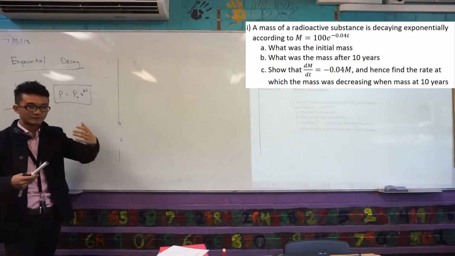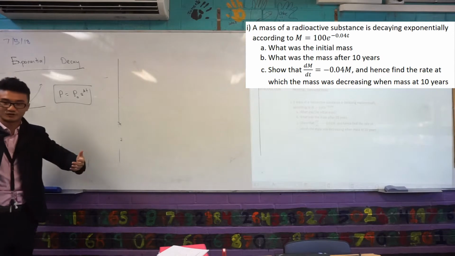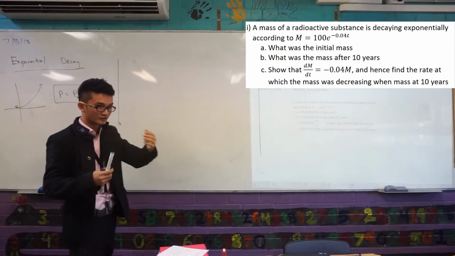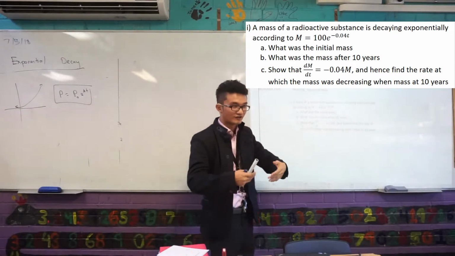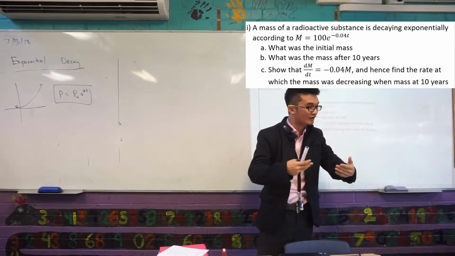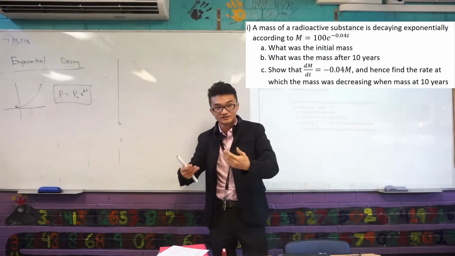Okay, and the example we used was population. Bacteria, yeah, and bacteria as well. If you look at cell division, right? The more cells there are, and the more that they divide, obviously, the faster they're going to grow.